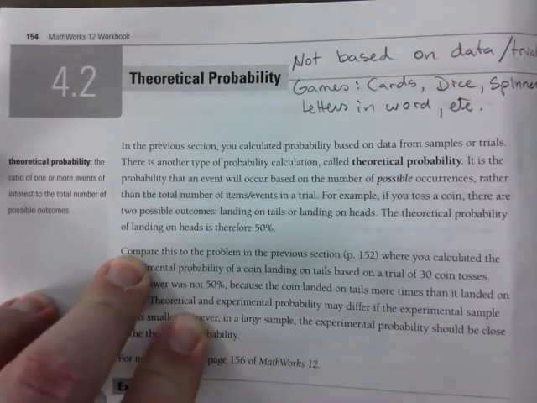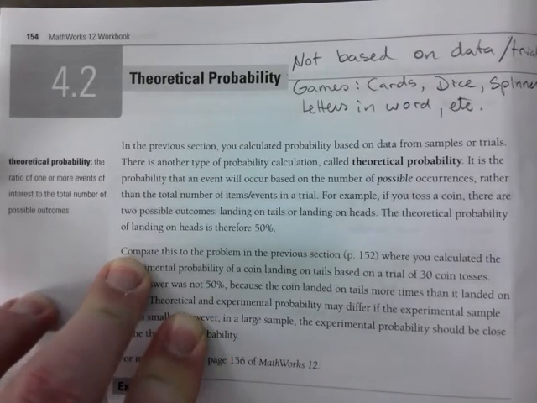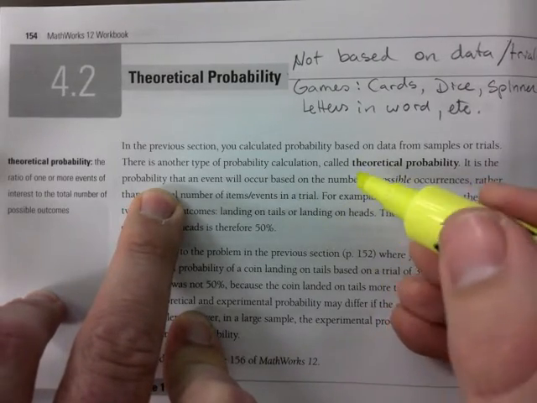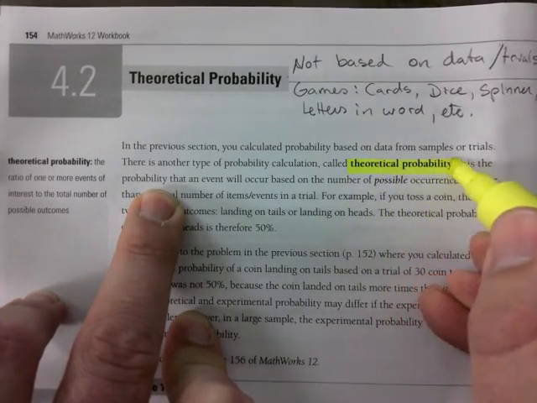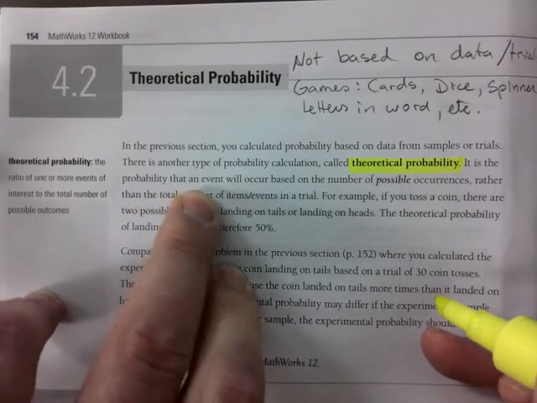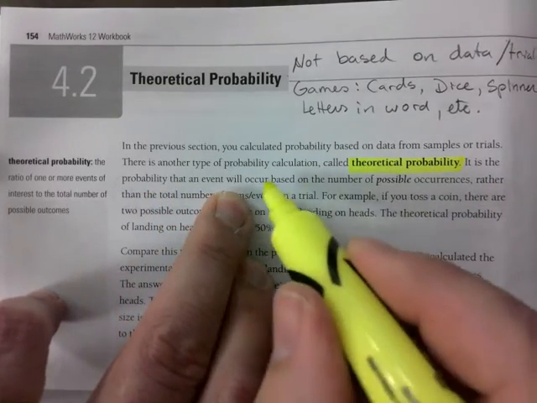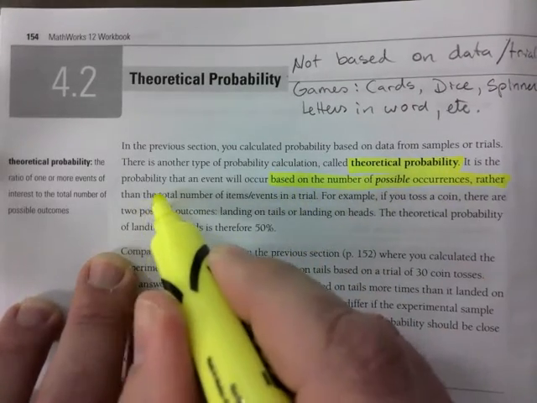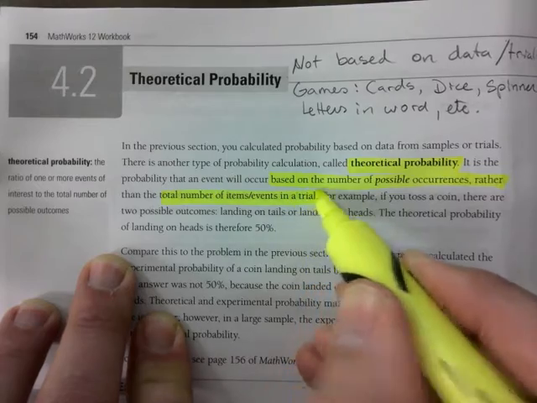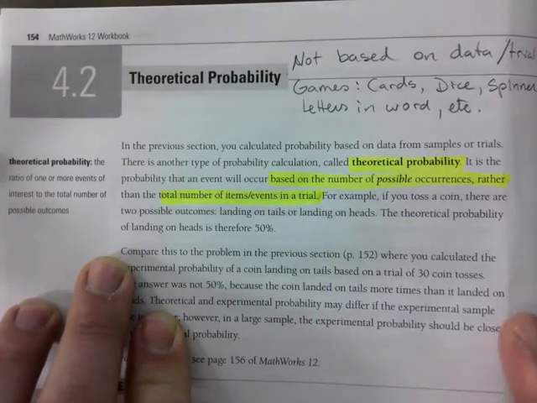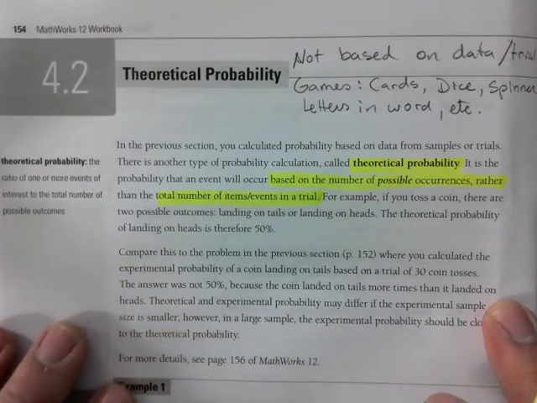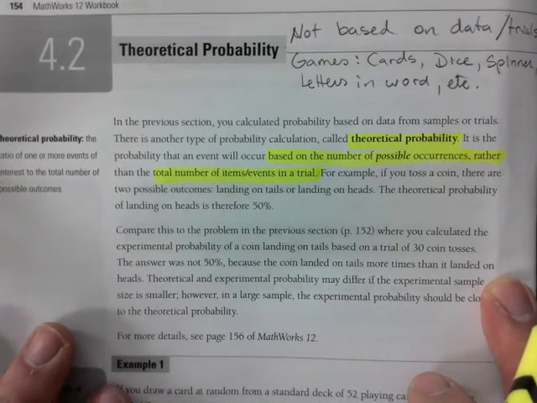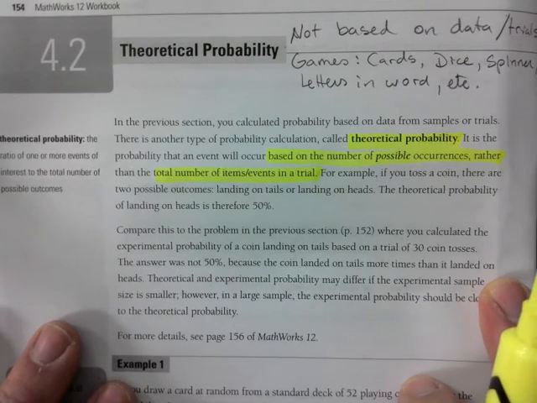So in the previous section, we calculated probability based on data samples, right? And so I will just highlight theoretical here. Theoretical probability, the event will occur based on possible occurrences. So it's based on possible occurrences rather than the total number of trials. Okay. For example, if you toss a coin, there are two possible outcomes, landing on tails, landing on heads. The theoretical probability is therefore 50%.